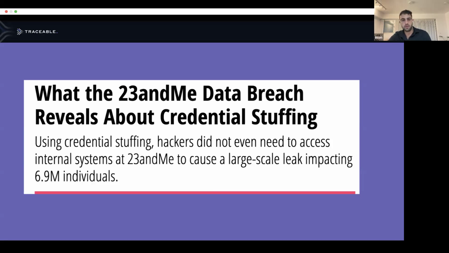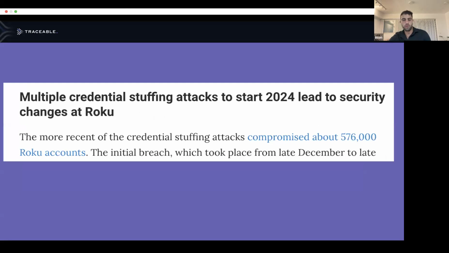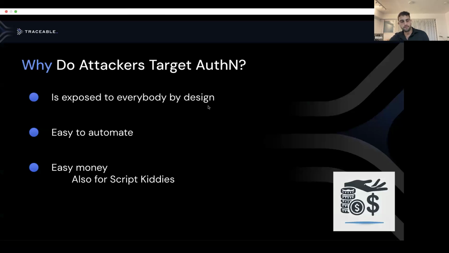23andMe, almost 7 million accounts got breached because of credential stuffing. Roku, the TV provider, more than 500,000 accounts got compromised because of credential stuffing, and these are just a few examples from the last year. This is something that happens all the time.